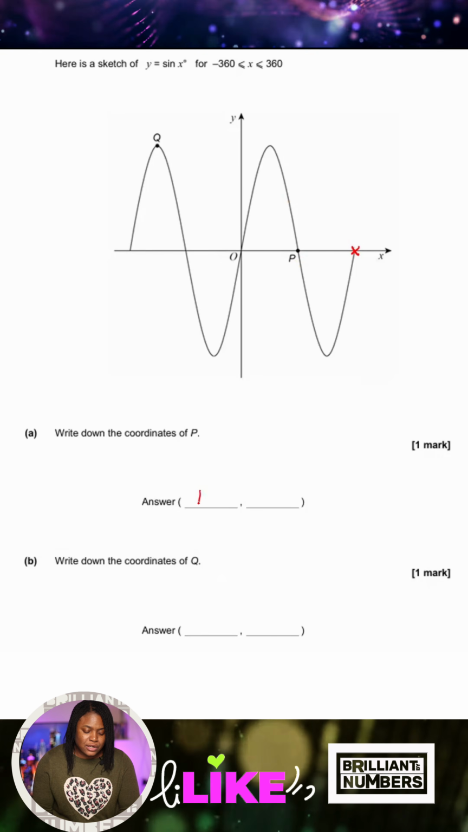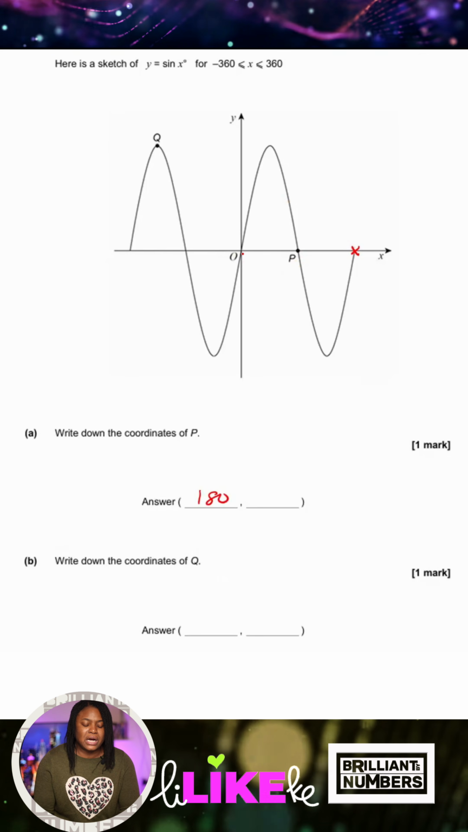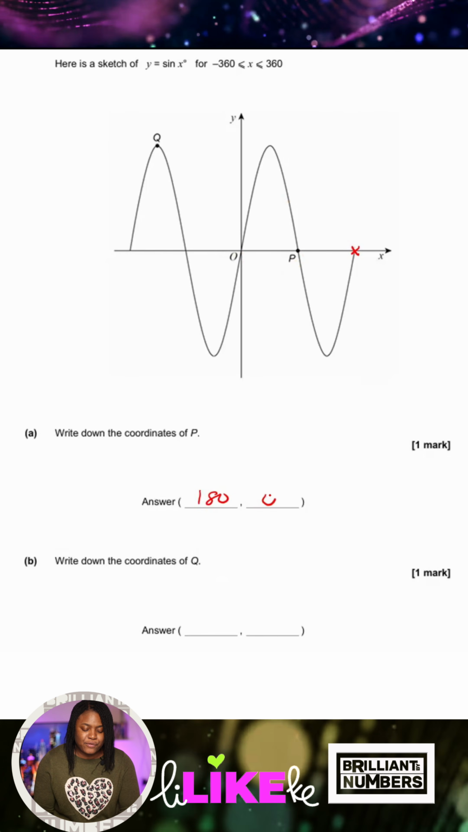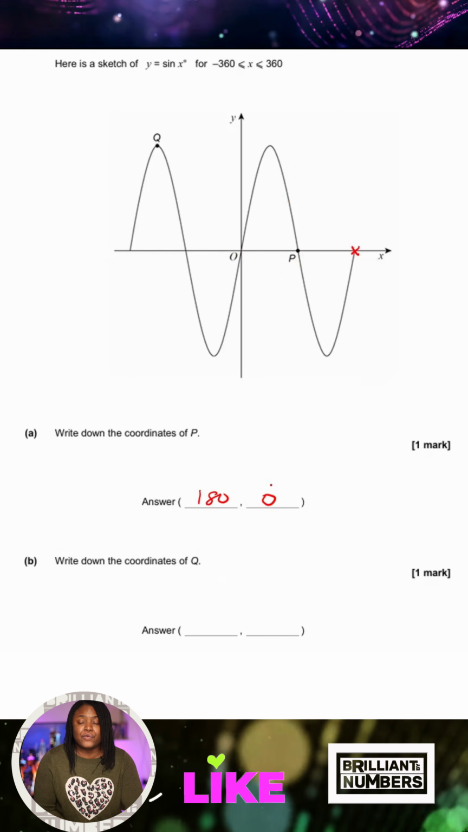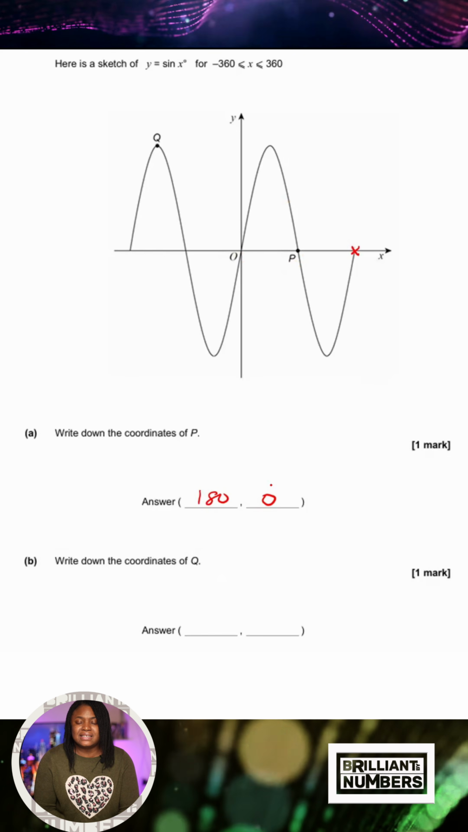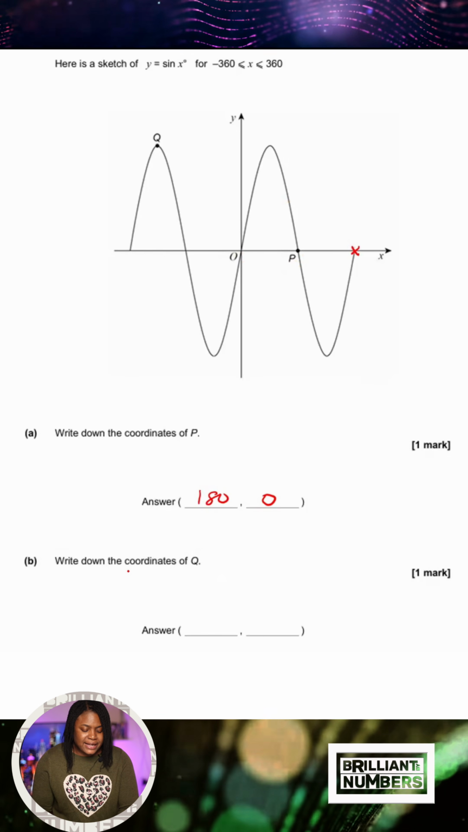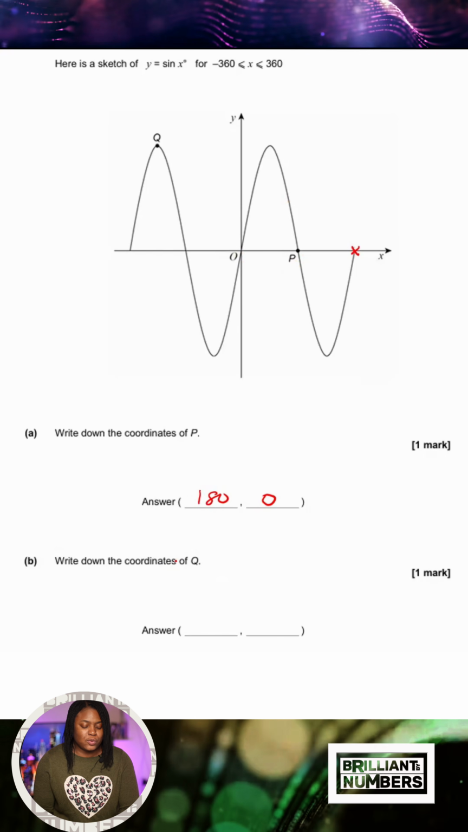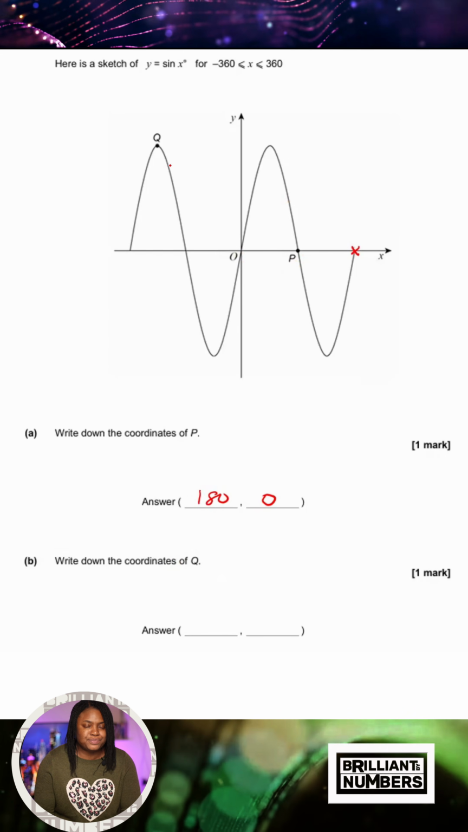Now, that would be our X coordinate. And we can see we are dead on the Y axis. Therefore, we are at 0 for Y. So it's 180, 0. Now, for the next part of the question, we're asked to write down the coordinate of Q.